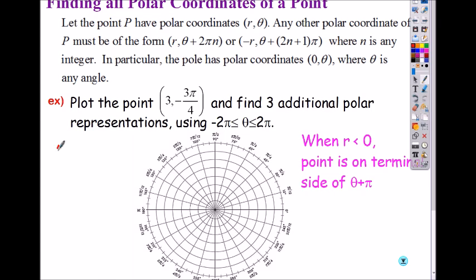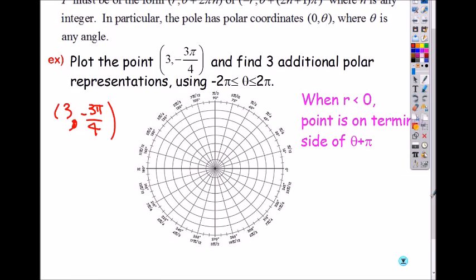So here I have 3 comma negative 3 pi over 4. First find that point. It is negative 3 pi over 4. So here's pi over 4, 2 pi over 4, 3 pi over 4, 225. And the radius is 1, 2, 3. Here's 1, 2, 3, 4. Yes, the radius is the distance from the pole.